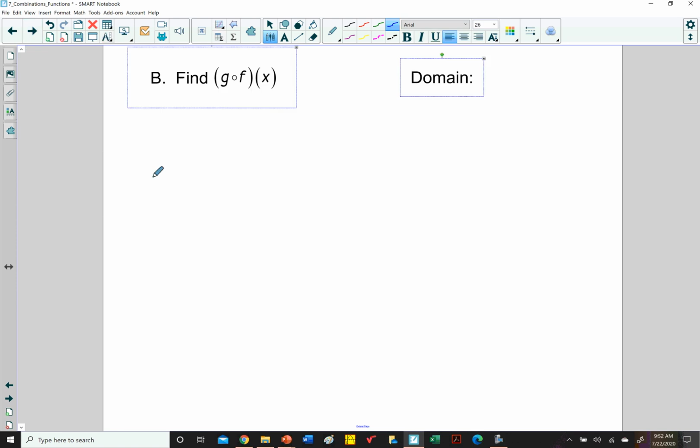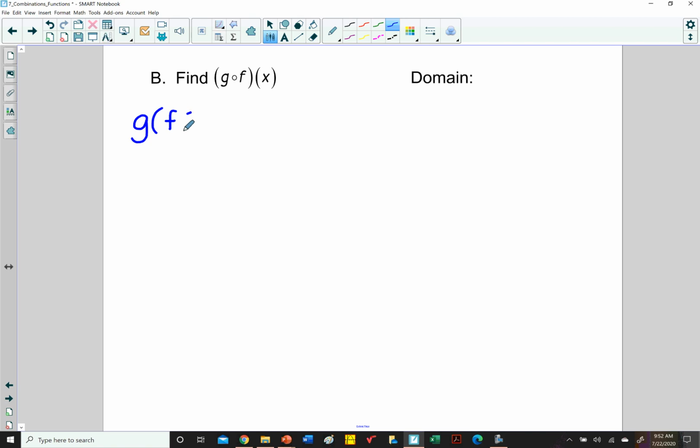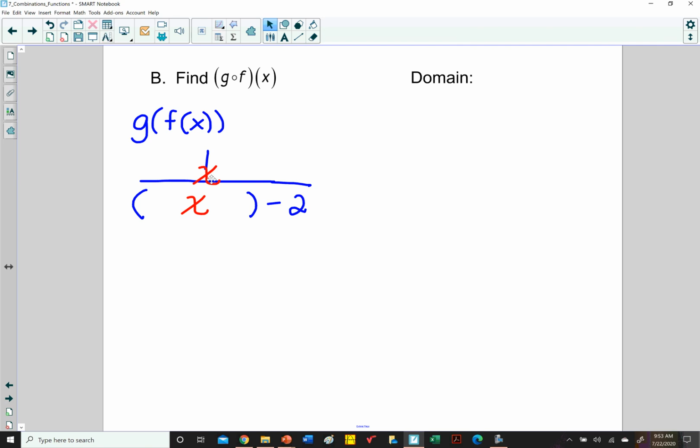Let's look at example B. We're going to go the other way. So we want the g of f of x. So we want the g function, which was 1 divided by x minus 2. And in place of the x, where the x was, we're going to take the x out and substitute f of x in its place, right? So f of x was the parabola x squared plus 2x minus 1.